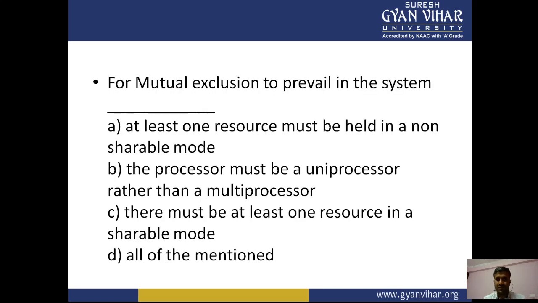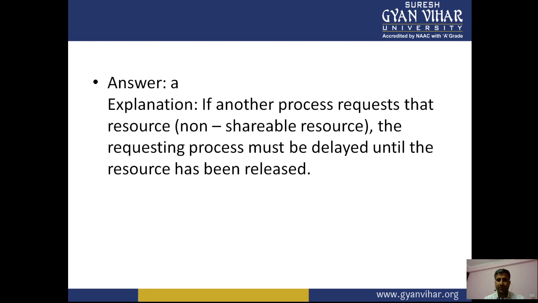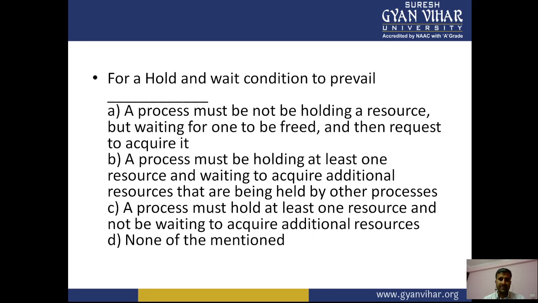For mutual exclusion to prevail in the system, at least one resource must be held in non-shareable mode; the process must be uni-process rather than multi-process; there must be at least one resource in shareable mode; or all the mentioned. So A is the right answer. If another process requests that non-shareable resource, the requesting process must be delayed until the resource has been released. So A is the right answer.